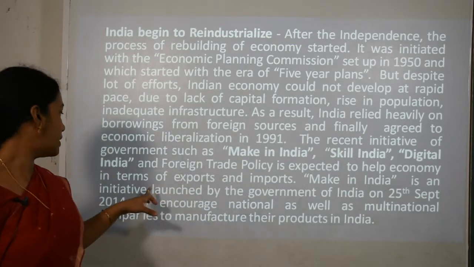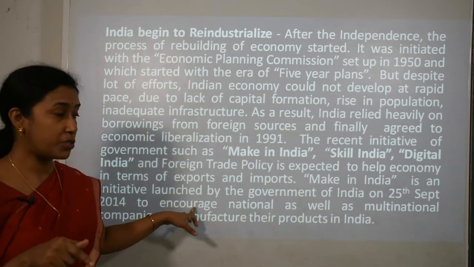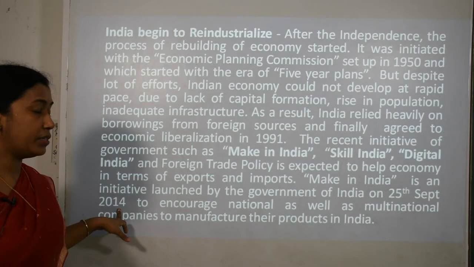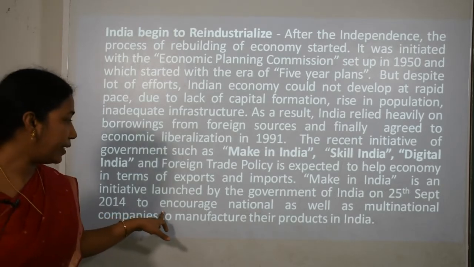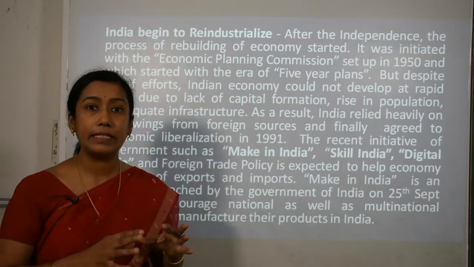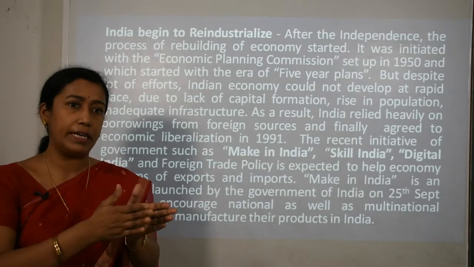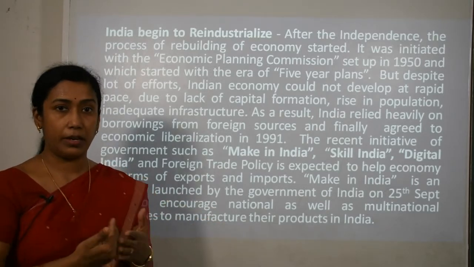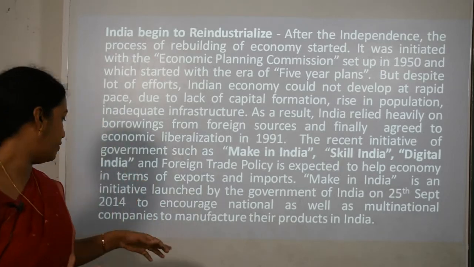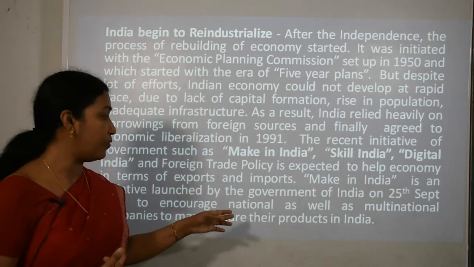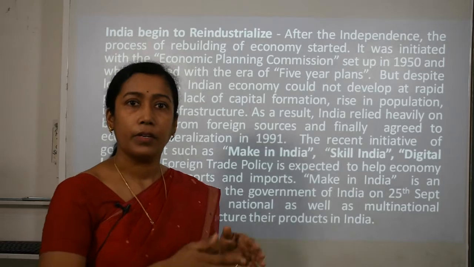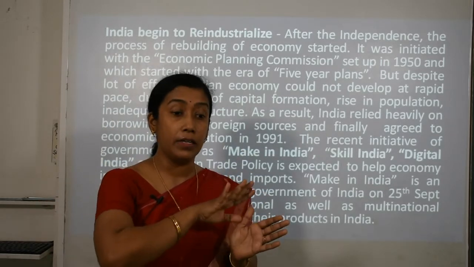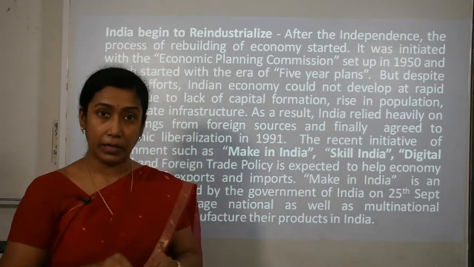Make in India is an initiative launched by the Government of India on 25th of September 2014, to encourage national as well as international trade. That means to encourage domestic as well as foreign companies to manufacture their products in India, so that they can manufacture more and more products in India.